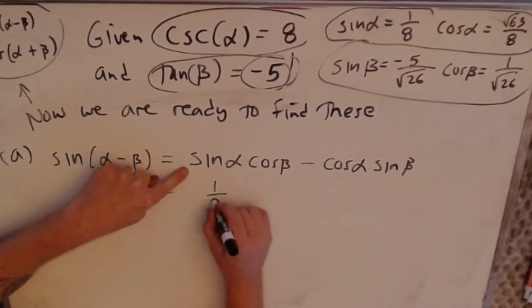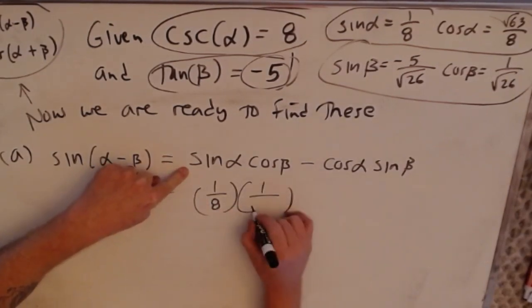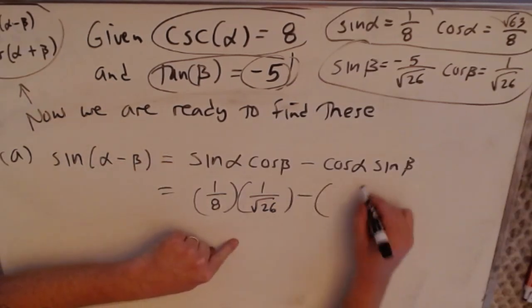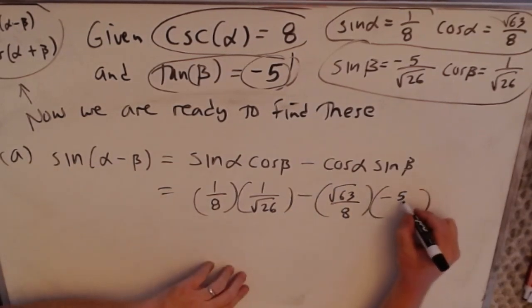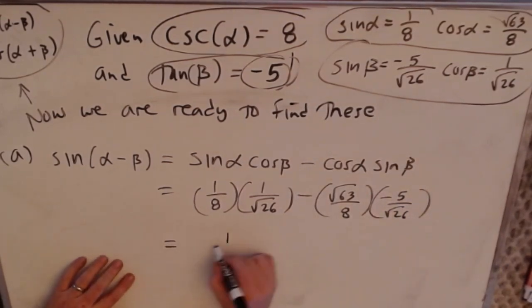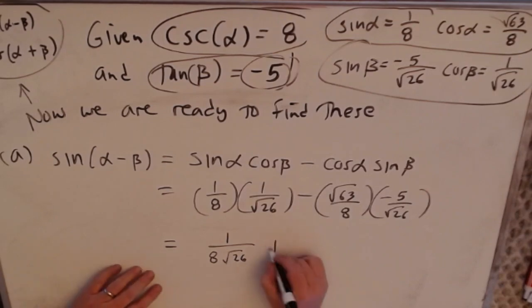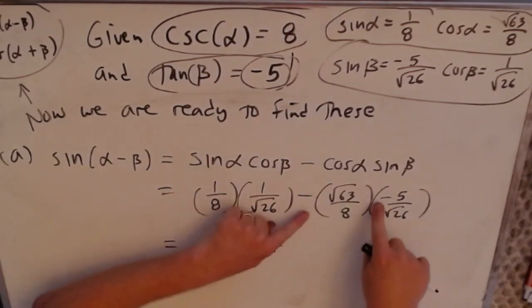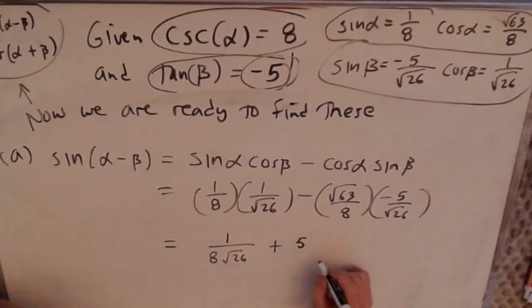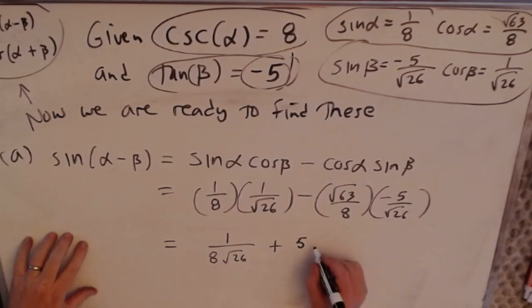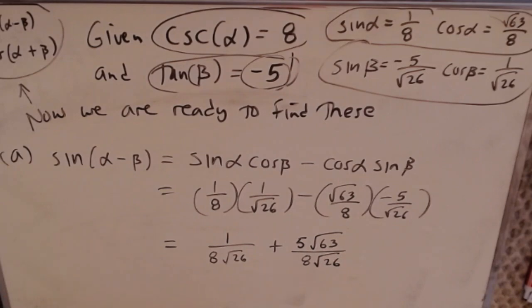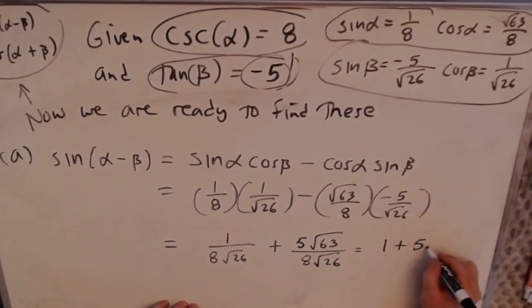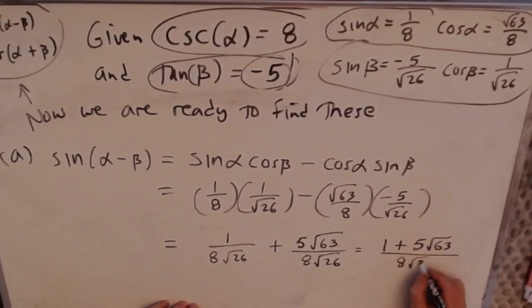So sine alpha, that's 1/8. Cosine beta, 1 over square root 26. Cosine alpha, square root 63 over 8. And sine beta, negative 5 over square root 26. Simplify this a little bit, like get rid of the parentheses, double negatives. Do any kind of canceling that you can do. 63 is not perfect, but it's close. So you can leave it like this, 1 plus 5 square root 63 over 8 square root 26.